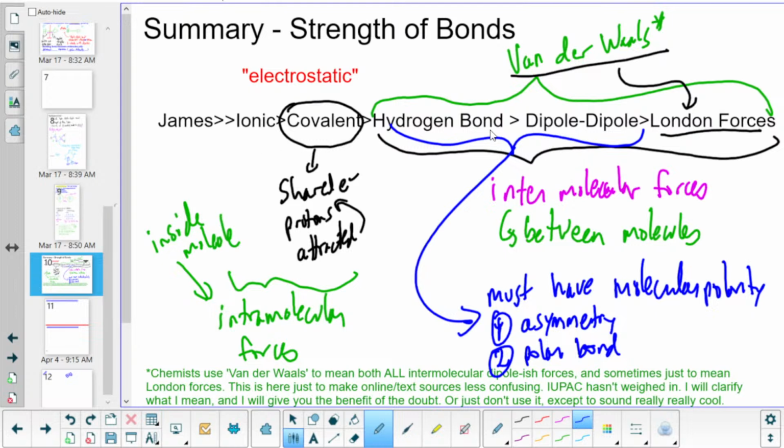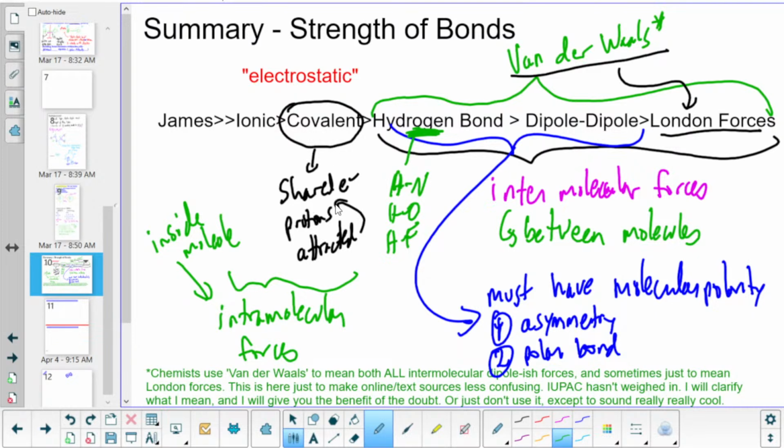Any questions then about the relationship of any of these forces? What distinguishes between the hydrogen bond and a dipole-dipole bond? Hydrogen covalently bonded to N, O, and F. H-N, H-O, and H-F is only the hydrogen bond. Excellent.